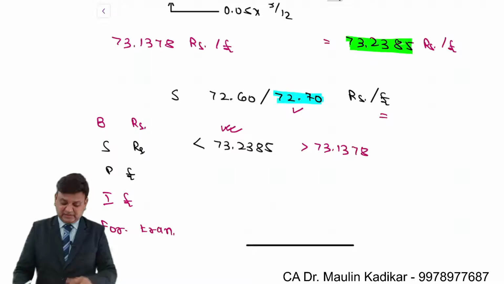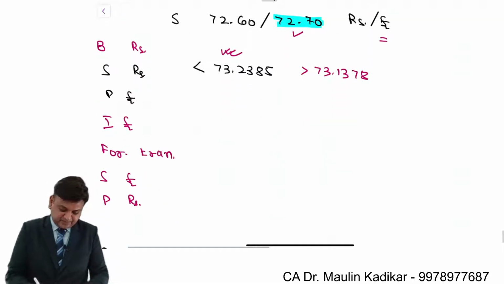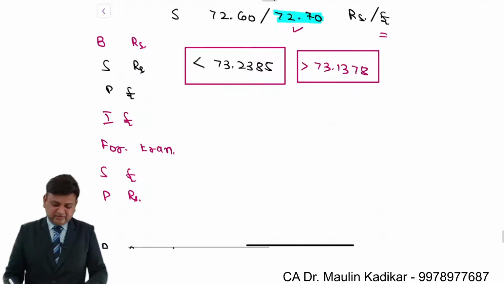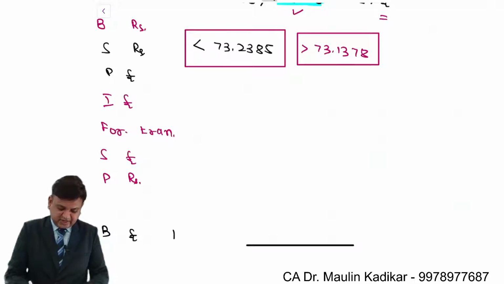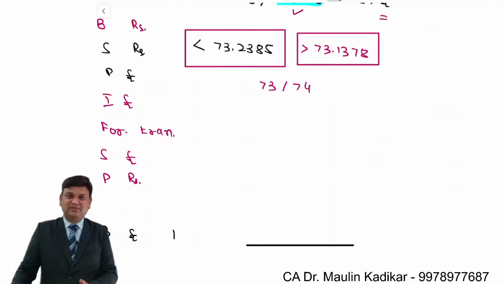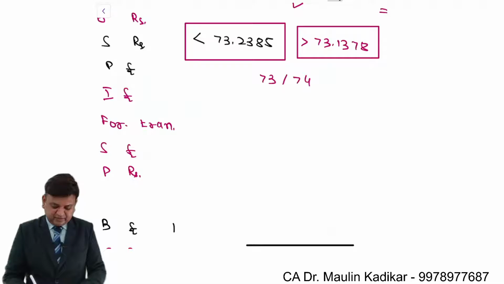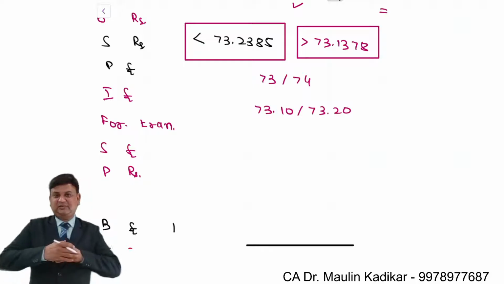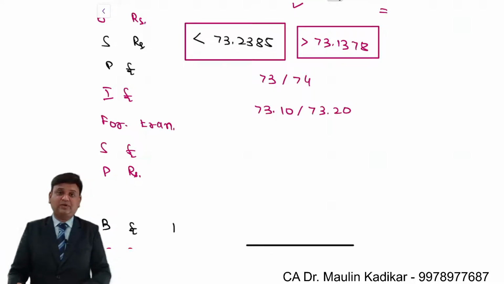So how should the bank give the forward exchange rate? Bank should give forward exchange rate so that both the conditions are satisfied. We can say that the left hand side rate should be lower than this and the right hand side rate should be higher than this. So simply we understand that we may have the forward exchange rate as 73/74. Then in that case there is no arbitrage. We may have the forward exchange rate as 73.10/73.20. Even in that case there is no arbitrage. Like that, there will be multiple rates for which there is no arbitrage.